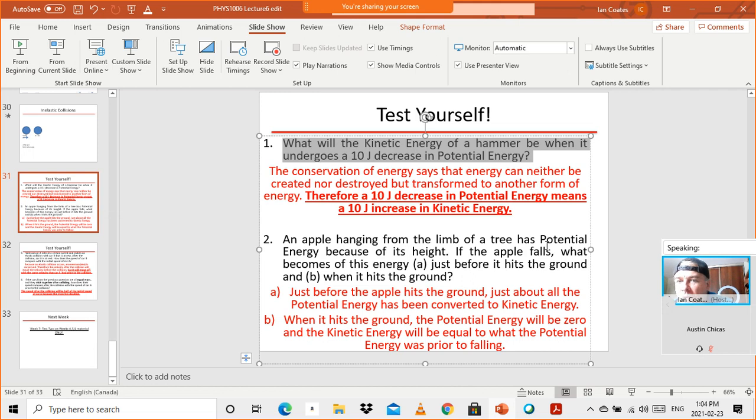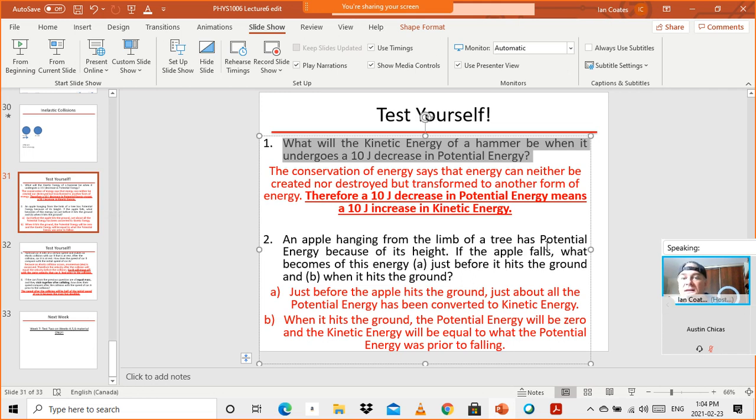Just before it hits the ground and when it hits the ground. So an apple's hanging, okay, and it falls. We want to know what's going on with the apple just before it hits the ground and once it hits the ground. And if you think about it, just before it hits the ground, it's moving its fastest.